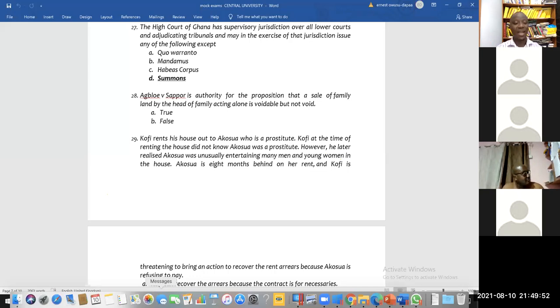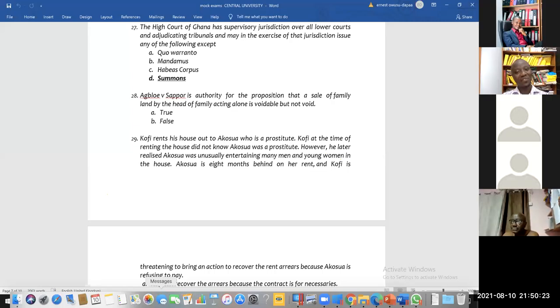Okay, so I think there we have the answer. We don't need to continue again. So the position of the law is that Aglo against Sapo decided that the sale of the family land by head of family alone is voidable, but not void. True or false? True or false? True or false? I've given you enough.